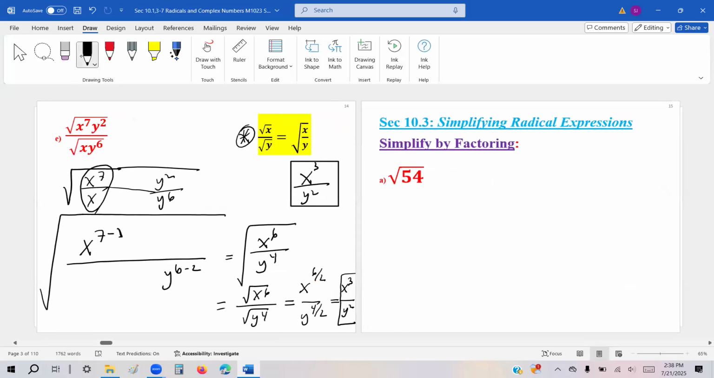So all of these numbers are perfect numbers. And now we are going to work with non-perfect numbers. So we are starting 10.3.